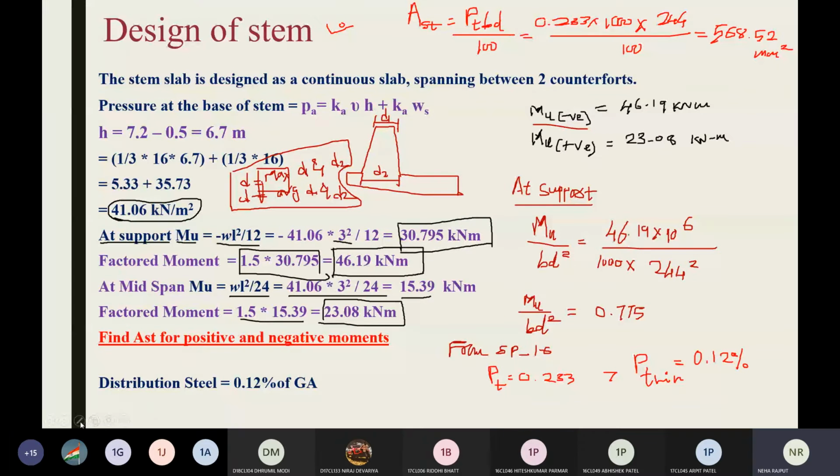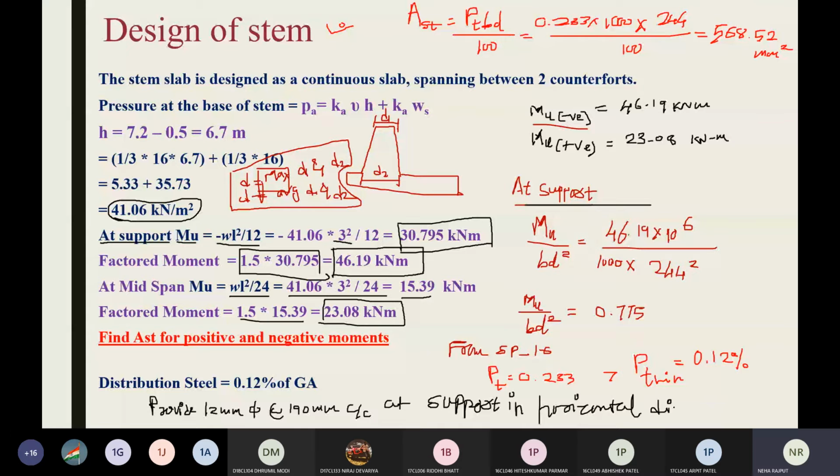So here you can write: provide 12 mm diameter at 190 mm center to center at support. At support. Now in which direction? In horizontal direction. It means you are placing this reinforcement in the horizontal plane, not in the vertical plane.